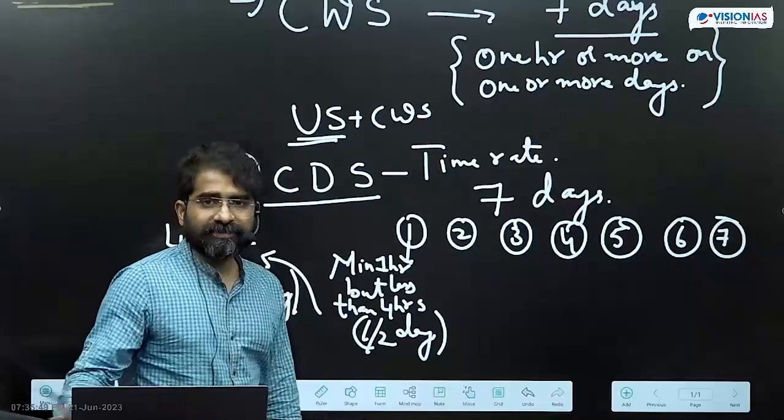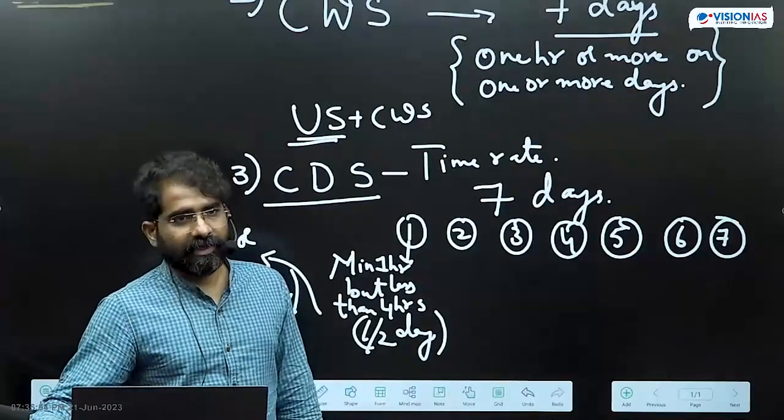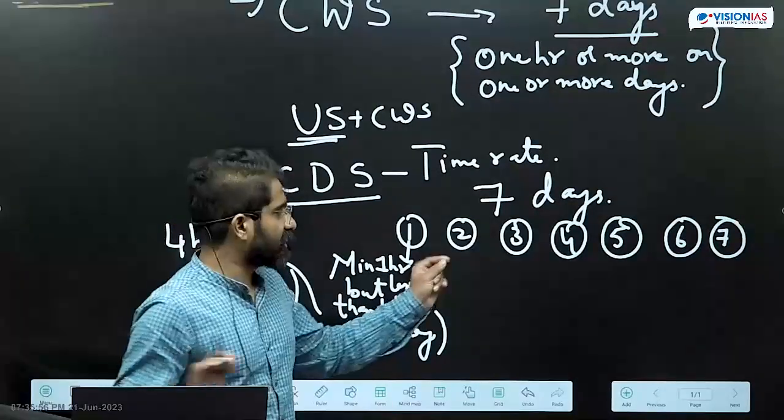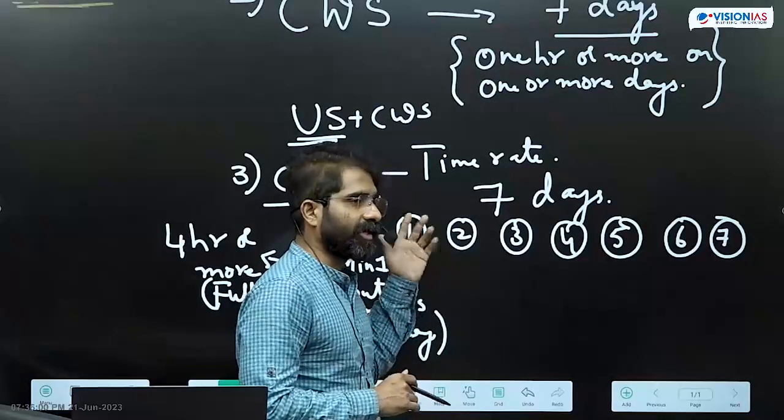Is this clear? Generally they are taking the criteria as 8 hours of employment for a full day. So what they are doing is each day they are checking. So on this first day, is he employed for half a day or a full day? You are going to check.